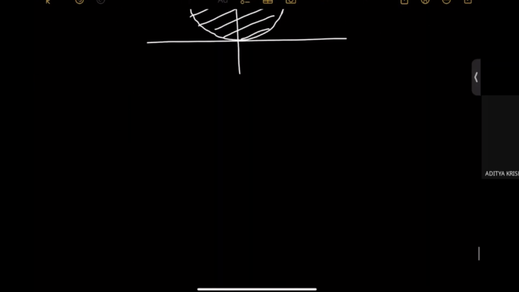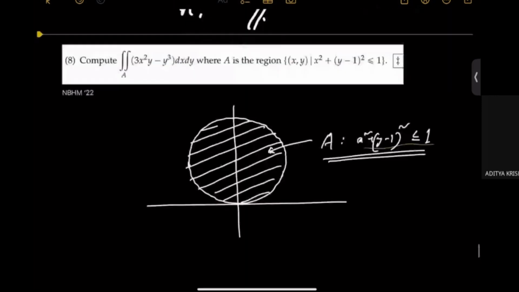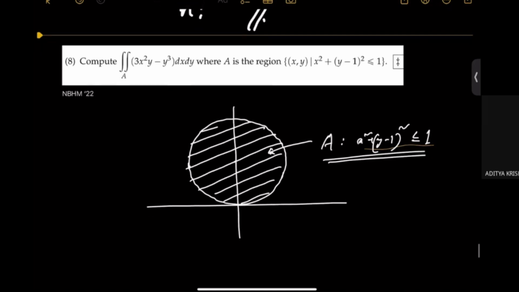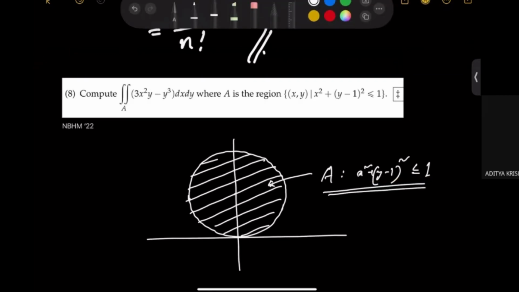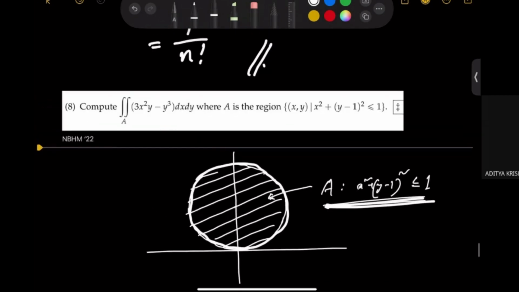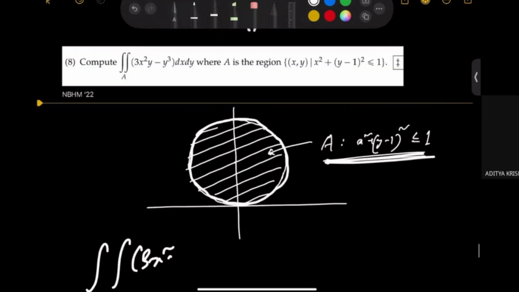Okay, we don't have much time. I think these are the last two problems, so let's just cover them. This was asked in 2022, NBHM 2022, last year. Compute this double integral where A is the region xy such that, A is this whole disk, which I've just drawn for you here. You were asked to find this double integral of 3x squared y minus y cubed dx dy over A.